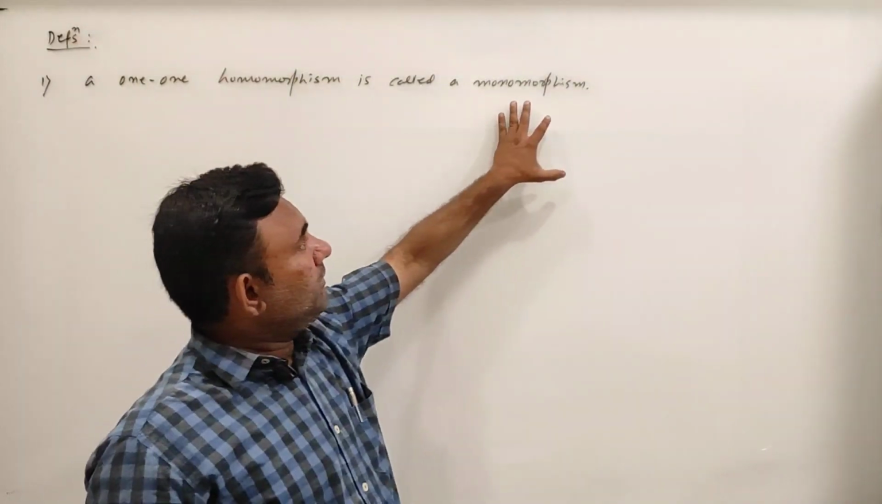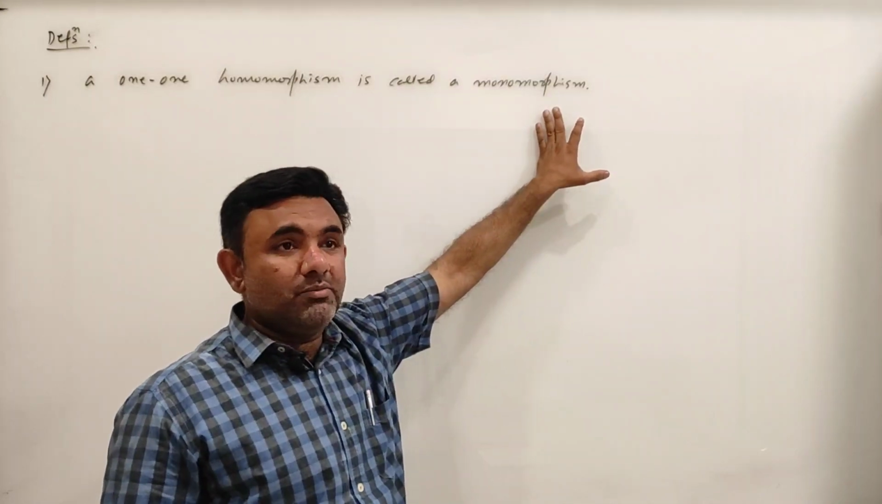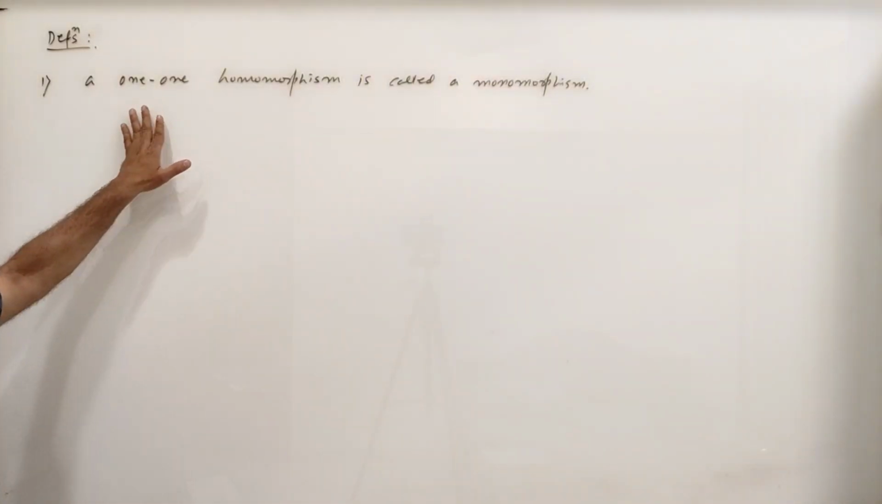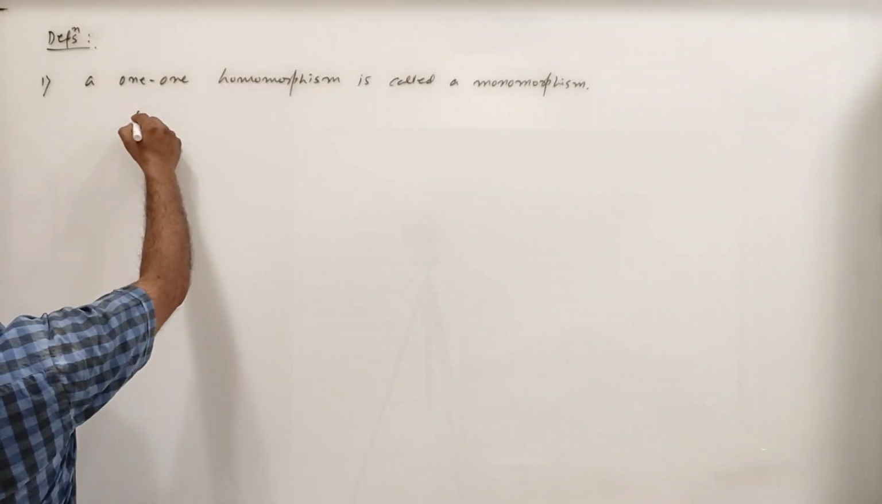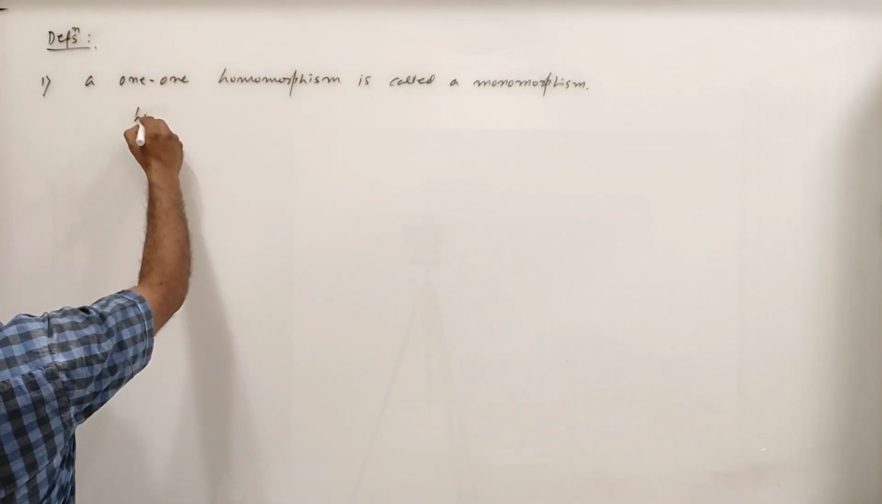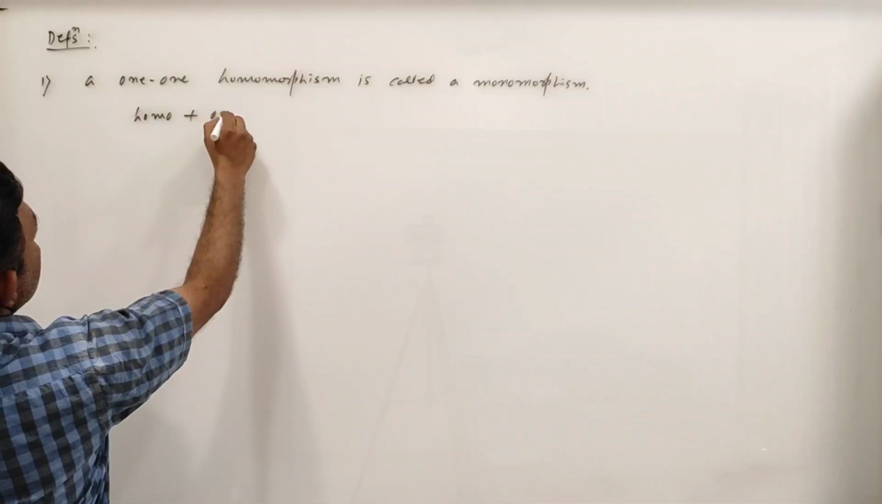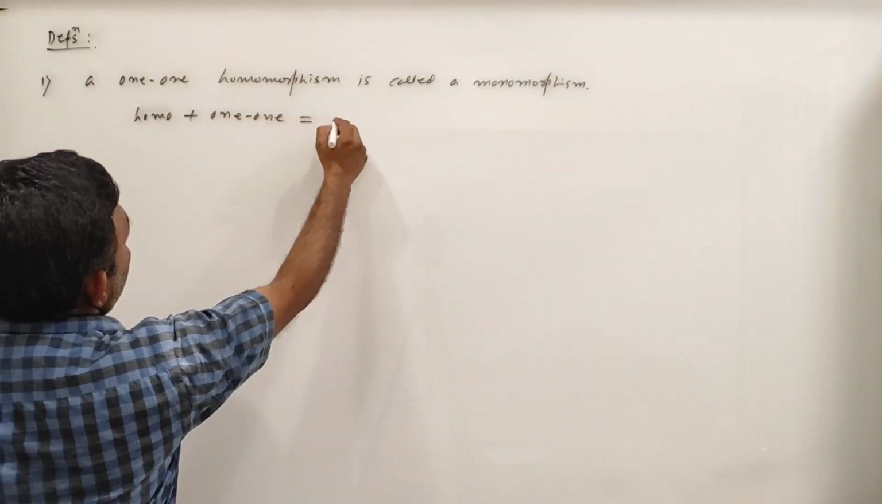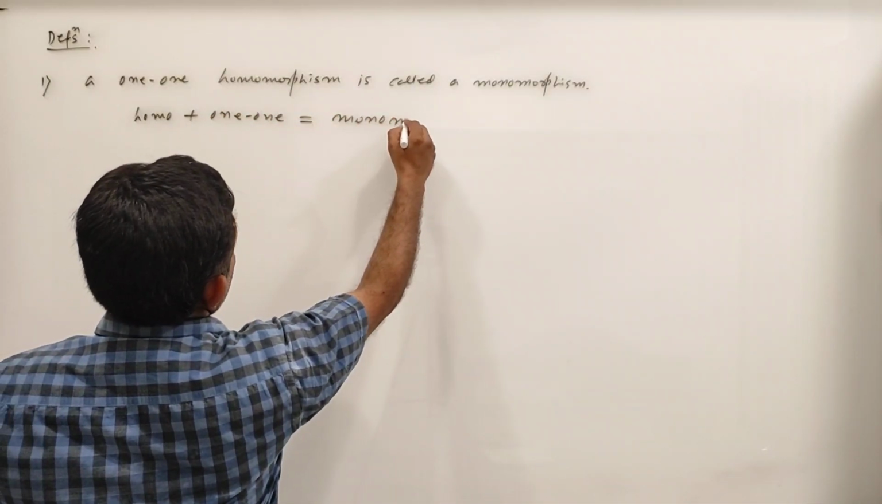It is just a definition. We just keep this in mind. If somewhere we get this word monomorphism, then it is nothing but a 1-1 homomorphism. So if I write roughly, homomorphism plus 1-1 is equal to monomorphism.